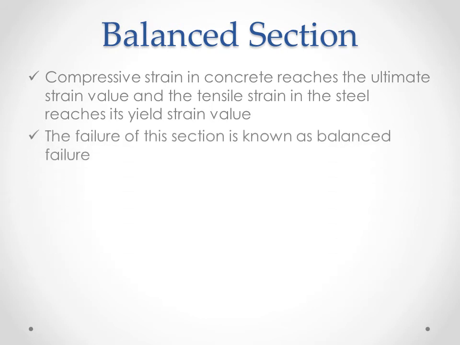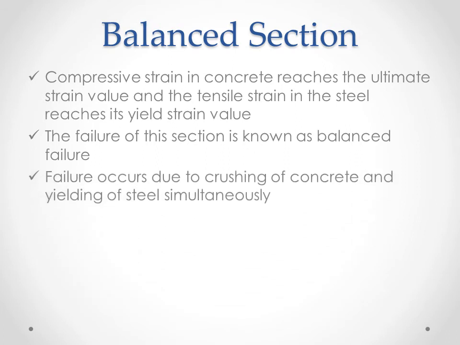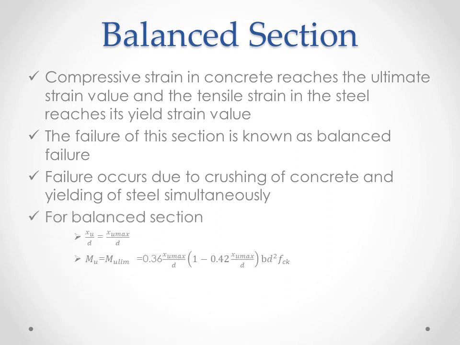Here the failure that occurs in this section is known as balanced failure, and the failure can be due to the crushing of concrete when too much compressive load is applied, or the yielding of steel, and it happens at the same time. That's why this failure is known as balanced failure. So the condition for balanced section, as I mentioned before, is that XU by D is equal to XU max by D, and the corresponding moment of resistance value: if XU by D is equal to XU max by D, Mu will be equal to Mu limit. XU max by D was the limiting value of the ratio XU by D, and Mu limit is the limiting value of the moment of resistance.